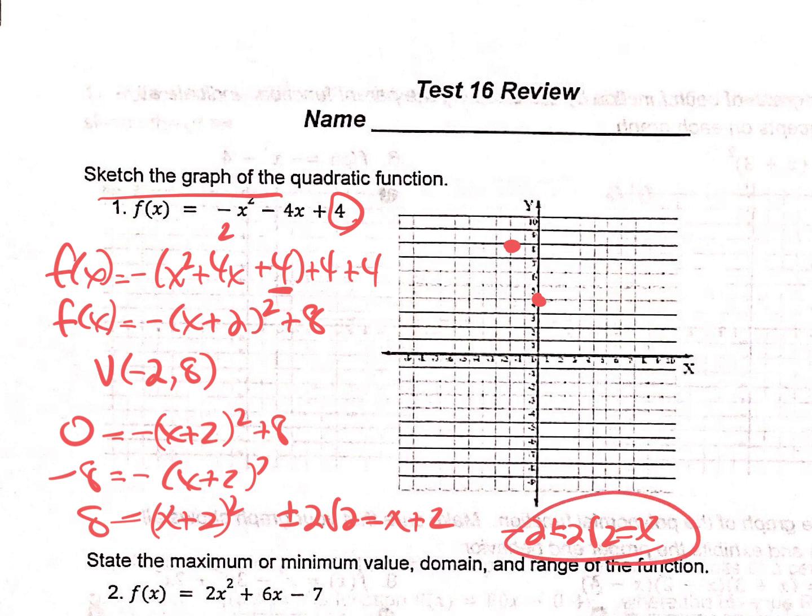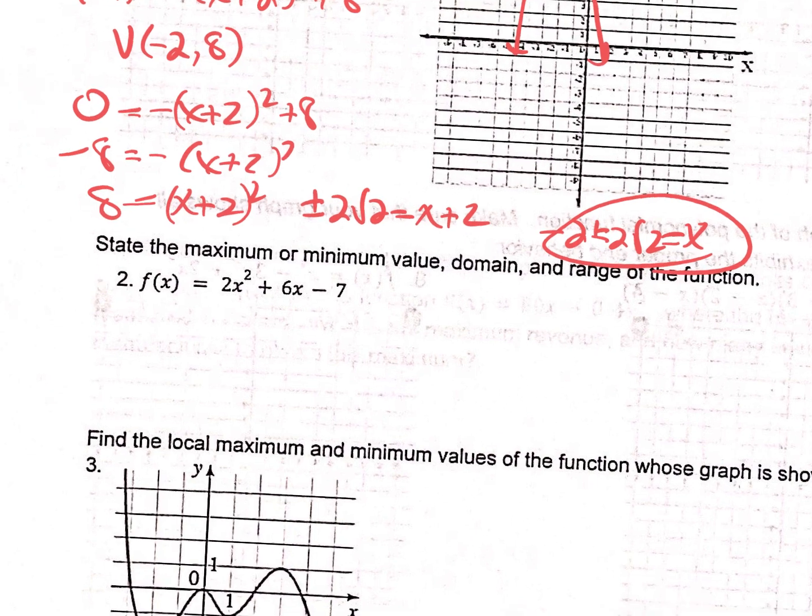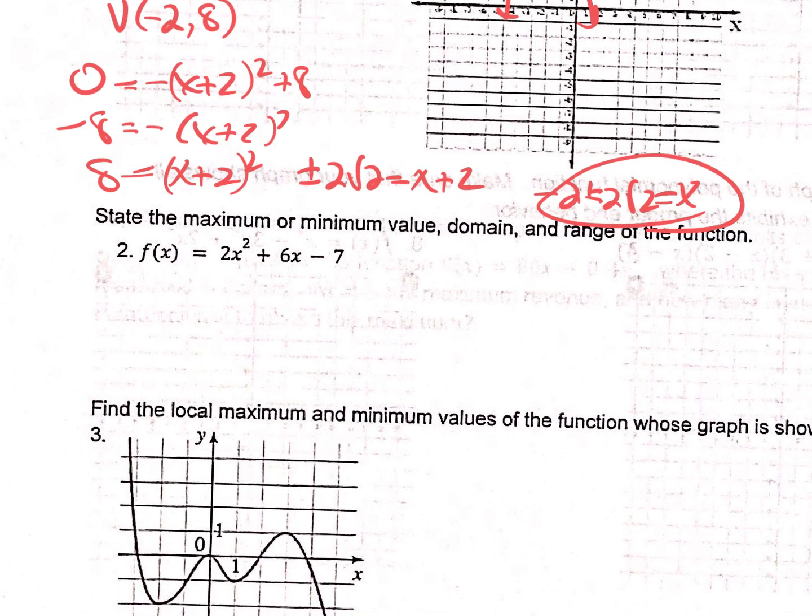So to get an accurate graph, I'm going to use the fact that quadratics, parabolas, are symmetric. And then when I go down here, I'm going over 2, so I'm going to go over 2 that way. Connect the dots, and there it is.